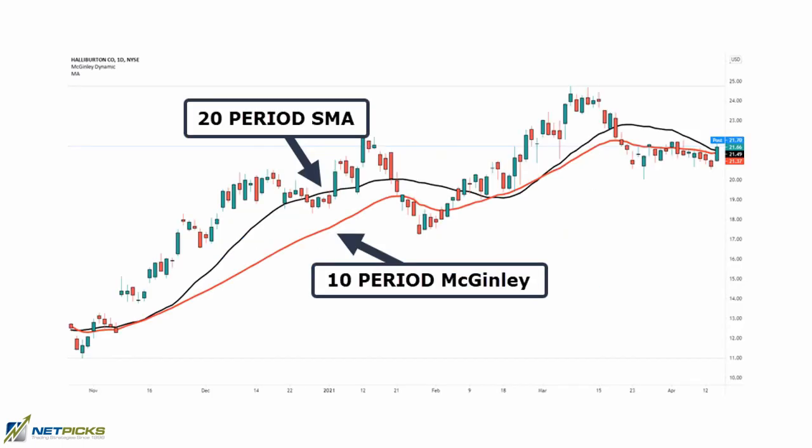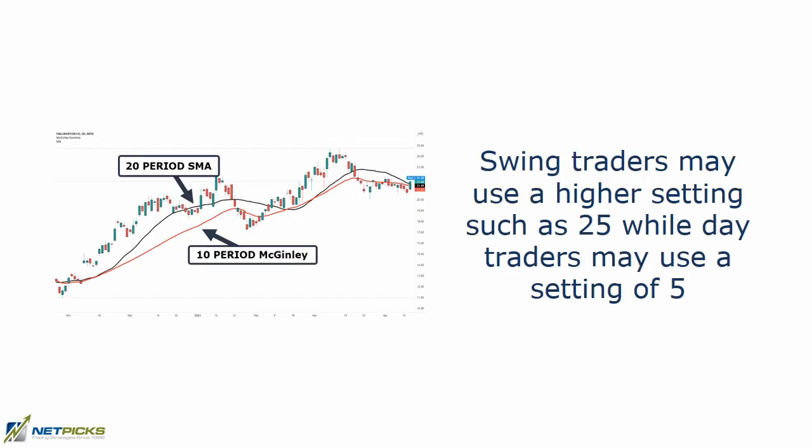So in this chart here, I'm just going to mimic the 20 period moving average. So the McGinley is now set to 10. So right away, you can see that the McGinley is a lot smoother even when we use a lower setting. So keep in mind that you're going to adjust the period of the McGinley depending on the type of trader that you are. So if you're a swing trader, you may use a higher setting such as 25. Well, a day trader may use a setting of 5.